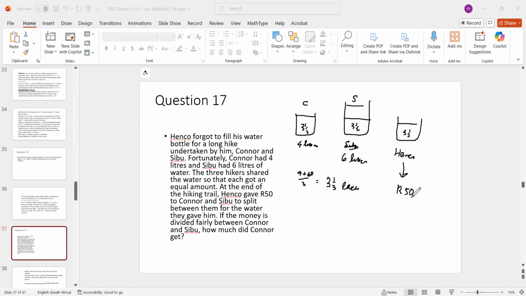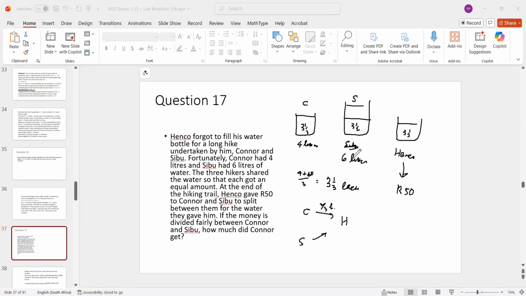All right, so he gave 50 rands, and so you need to know how much Connor gave to Henco and how much Sibu gave to Henco. If you want to be fair, you have to see how much each gave. Now Connor had 4 liters and reduced to 3 and 1/3, so he gave him 2/3 of a liter.